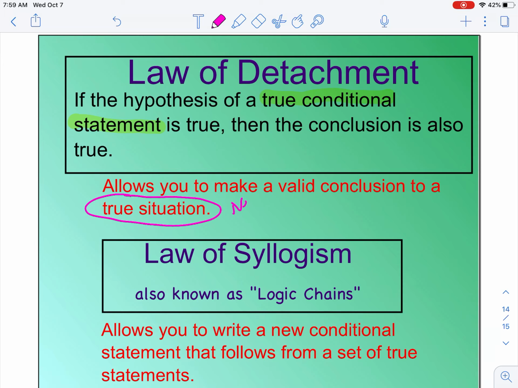So usually it gives you a new hypothesis, like a new specific example for your hypothesis. And then you come up with the conclusion.